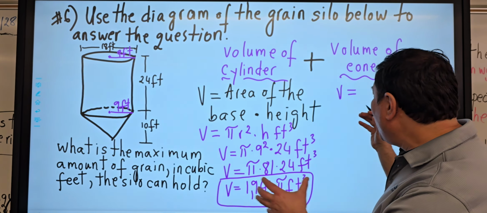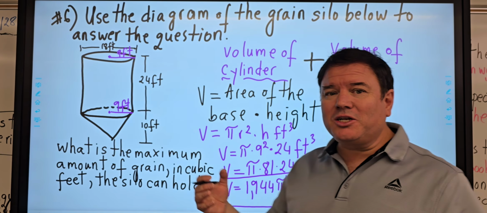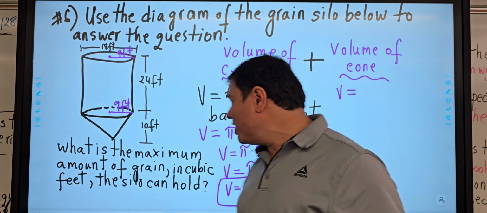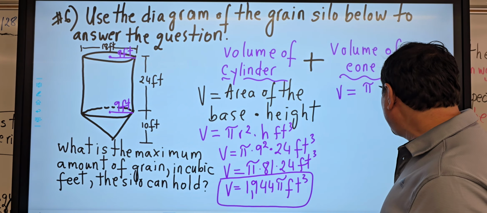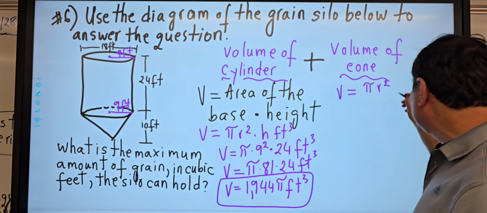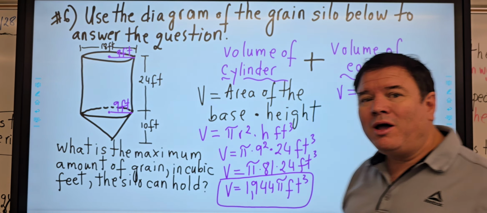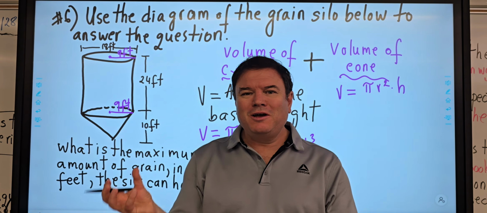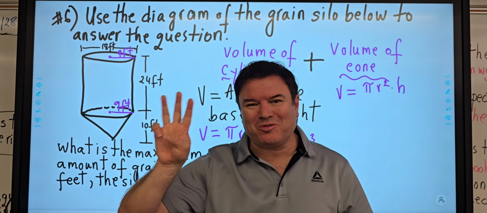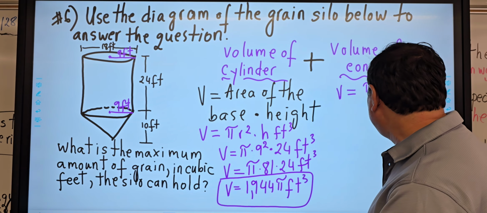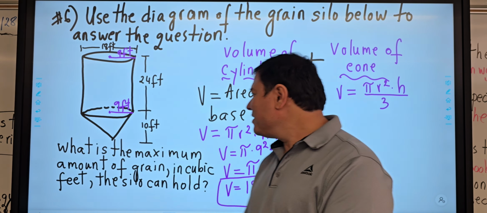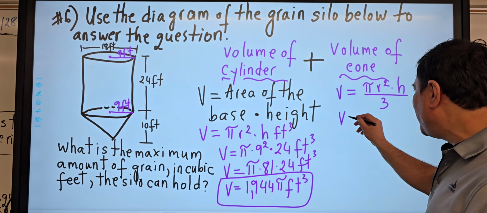Therefore, the volume of the cone is still going to be the area of the base, which is still the area of the circle, which is pi r squared, right? So it's going to be pi r squared times height. We still have to multiply by the height. But now, because 3 of those cones fill the cylinder, we have to divide by 3. Don't forget that. We have to divide everything by 3 because of the reason I just explained. And then let's plug it in and get the final answer.